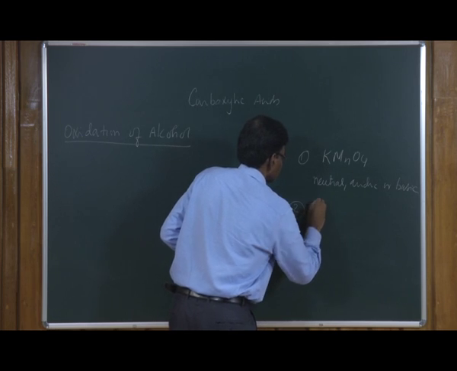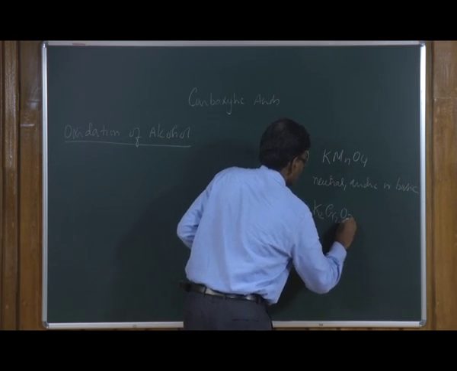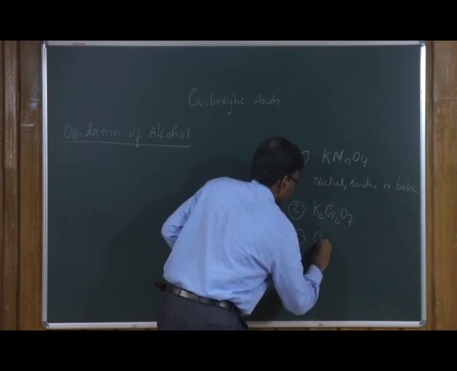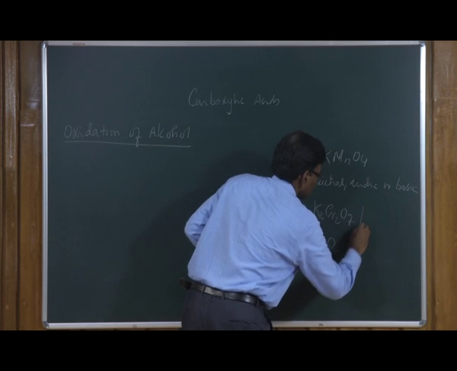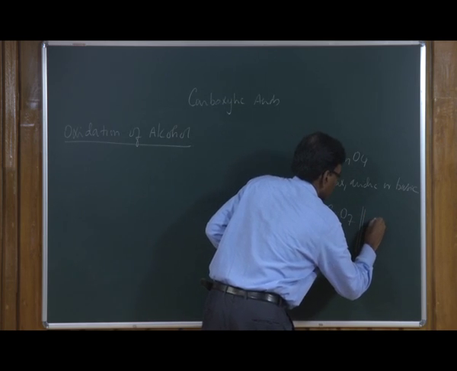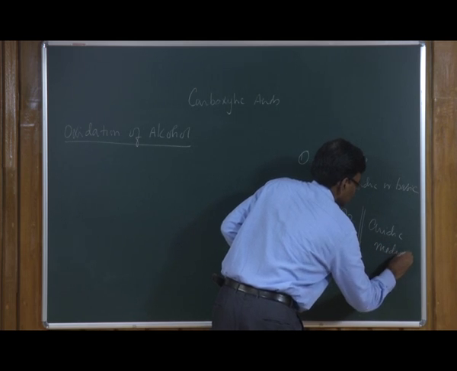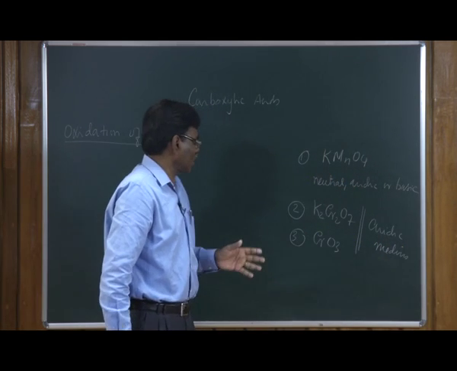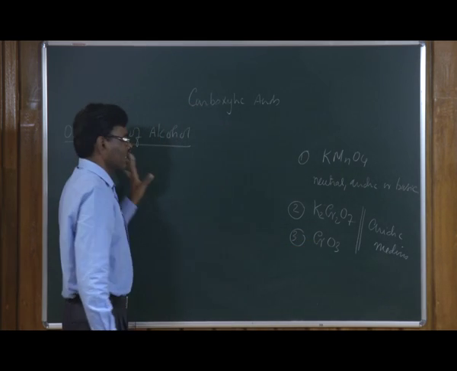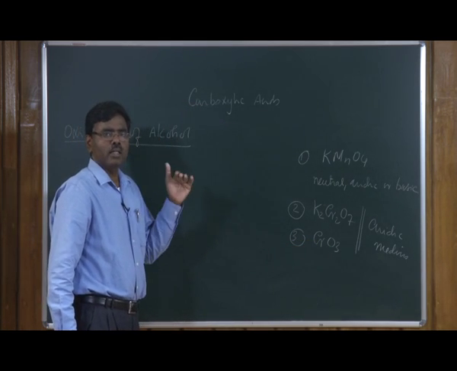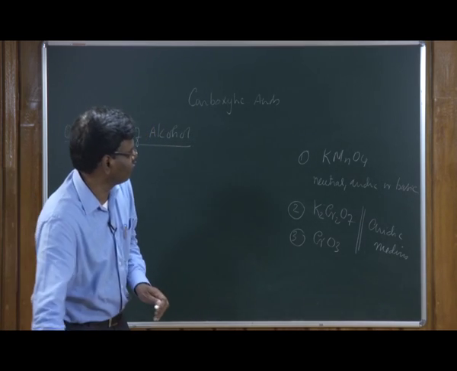We can also use potassium dichromate, K2Cr2O7, or chromium trioxide. These are usually carried out in acidic medium. So, potassium dichromate or chromium trioxide in acidic medium can also oxidize alcohol to aldehyde, then further oxidation to carboxylic acid. Now, let us see one example.